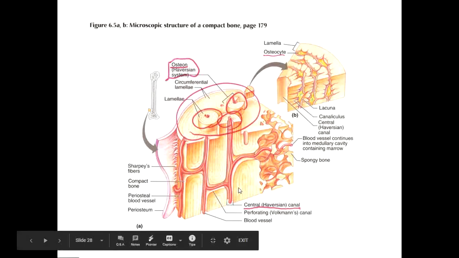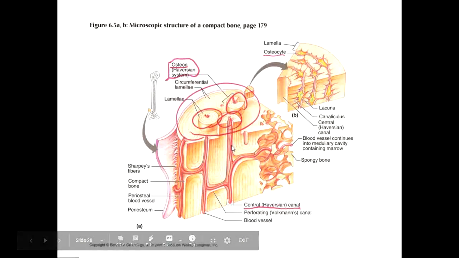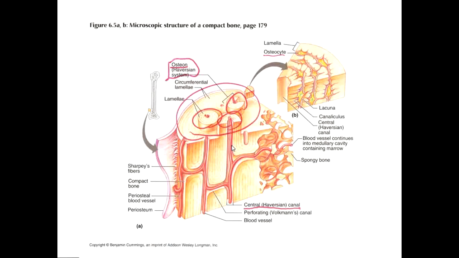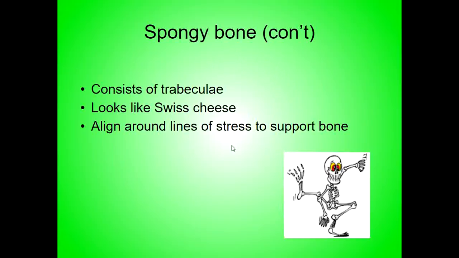And also there's going to be nerve fibers that run through this as well. So that way the bone is like one unit rather than individual osteons. It's one whole unit that are all connected. Now, spongy bone's a little bit different. It consists of the trabeculae, which looks like Swiss cheese or looks like a sponge.